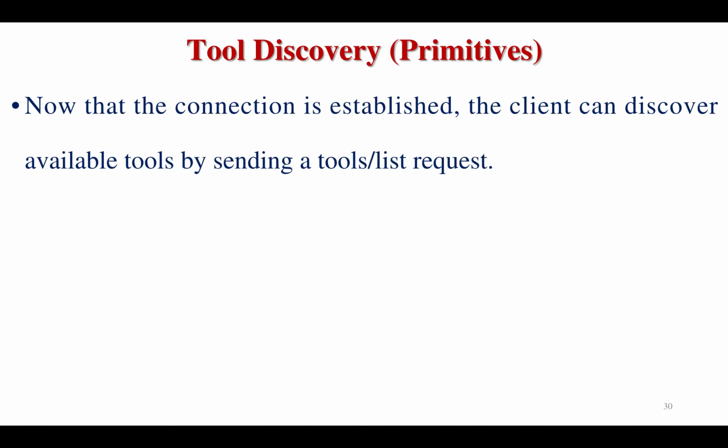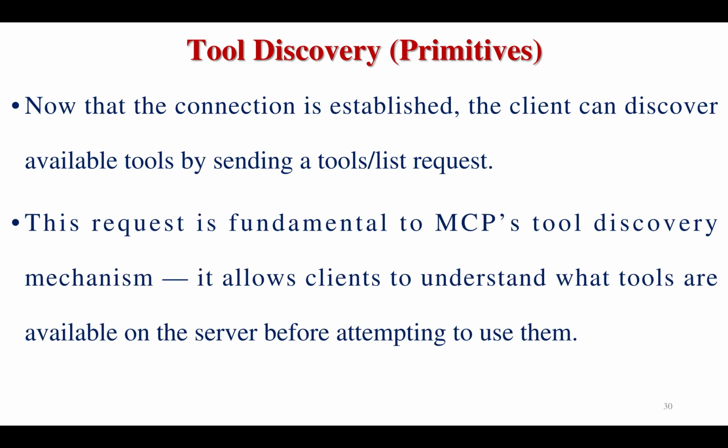Now tool discovery. Once the connection is established, the client discovers the available tools. In initialization, the server is just telling us, I have tools, I have resources, or I have prompts. It doesn't give the list. When the client wants to know the list of tools, it sends a separate request. So the connection is established, and now the client can discover: it will send a request to find out the list of available tools.